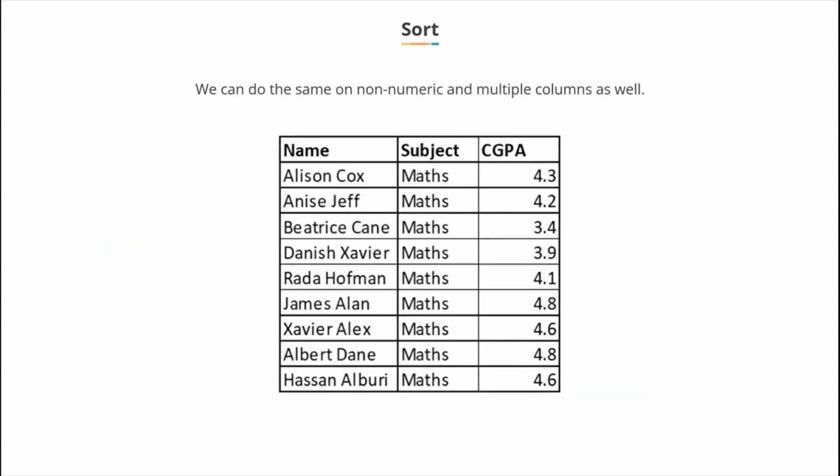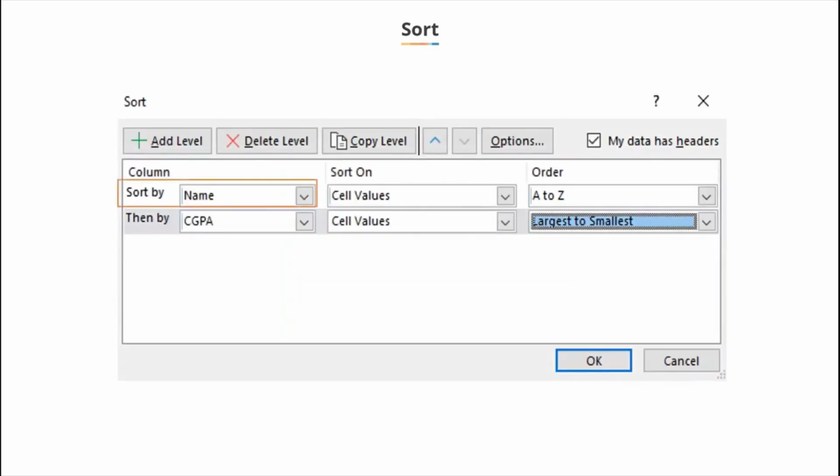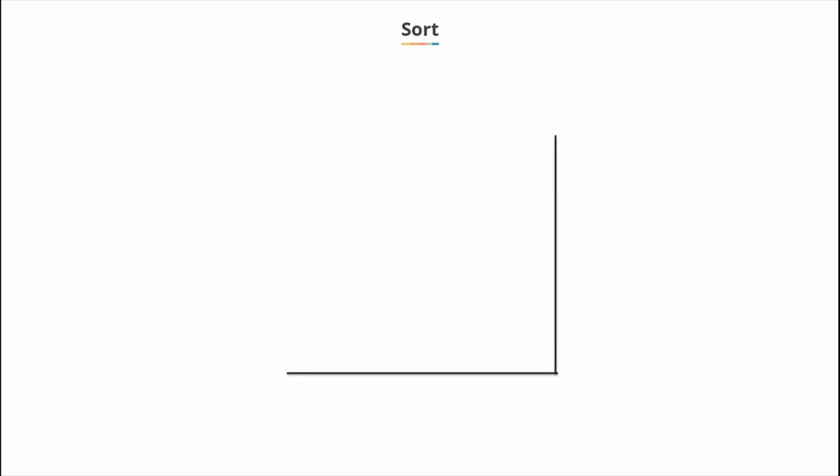We can do the same on non-numeric columns, and multiple columns as well. Let us see how we can sort names in ascending order. Under the Sort by tab, select Name and Order as A to Z, and click OK. We will get the result in the sorted manner.